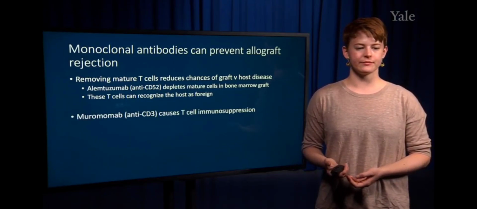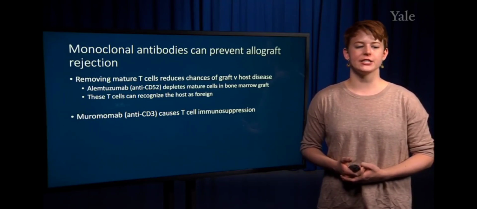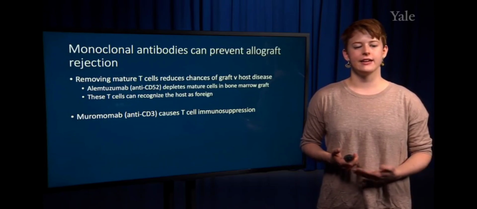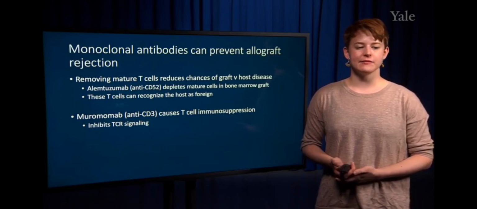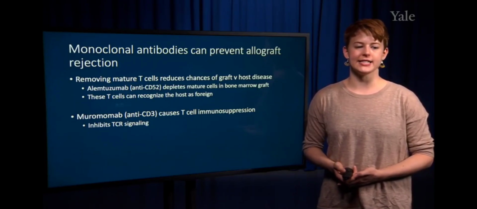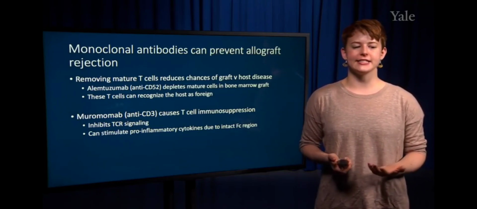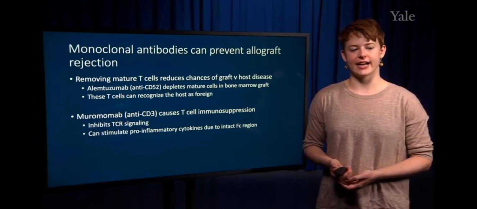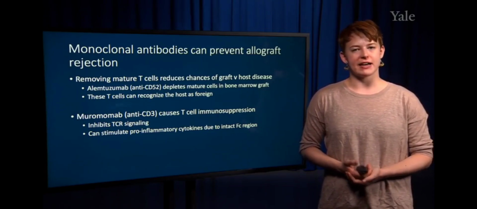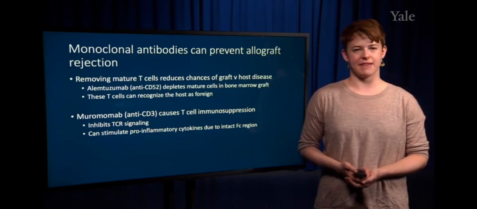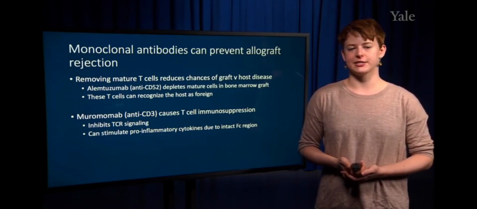We can also use an anti-CD3 antibody, which causes more broadly T cell immunosuppression. And this monoclonal antibody will inhibit TCR signaling. This, however, can still stimulate pro-inflammatory cytokines due to its intact Fc region. So here, this is a fully mouse antibody, as you can tell by the name, and therefore, it's more likely that the patient will mount an immune response against it.